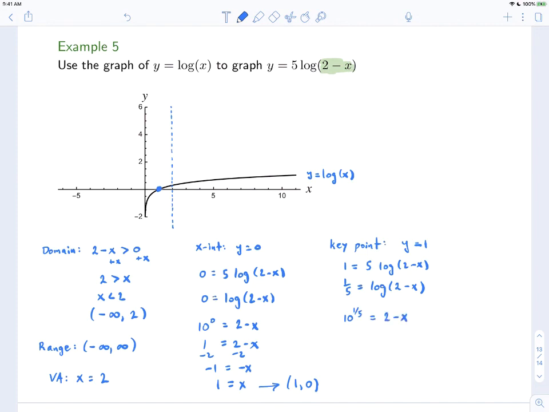So now we can add x to both sides. So then we have x plus 10 to the 1/5 equals 2. And now we just subtract this 10 to the 1/5. So we're going to get x is equal to 2 minus 10 to the 1/5. Now in the last example, we might have been able to get away with doing those without using a calculator, but here we need the 5th root of 10. So if you use a calculator, this is approximately 0.41. So that means the key point has coordinates 0.41, comma 1, or at least approximately.